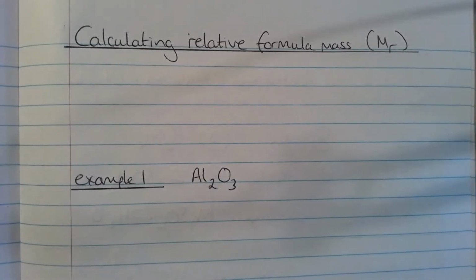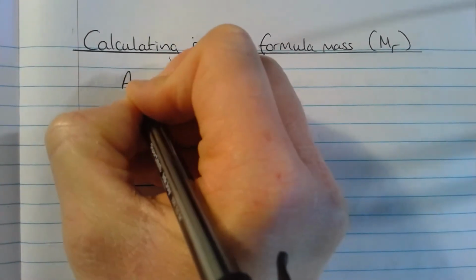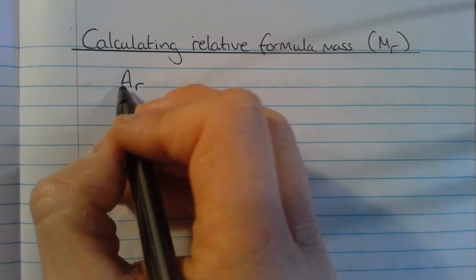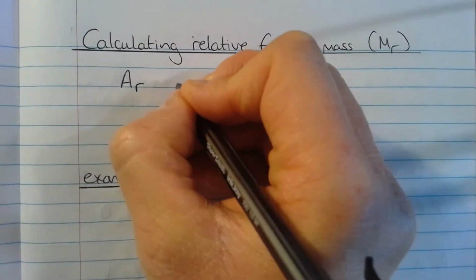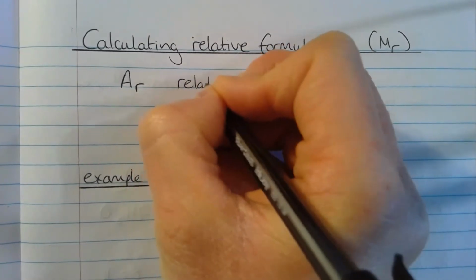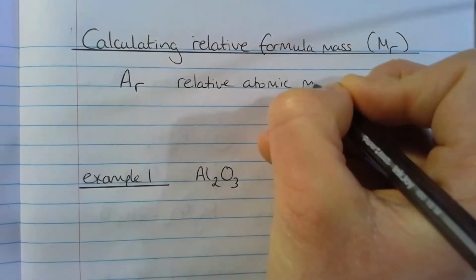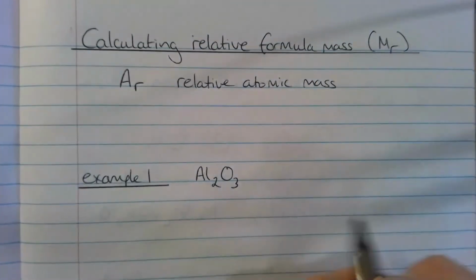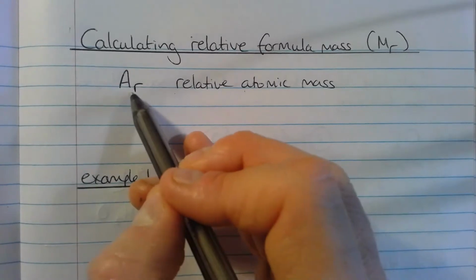We're going to have a look today at relative formula mass and several different types of calculations involving relative formula mass. There are a couple of key terms that we need to be aware of first of all, and their abbreviations. So Ar, a capital A with a subscript r, is the symbol that we use to denote relative atomic mass. The A comes from the atomic, capital A, and the r is relative.